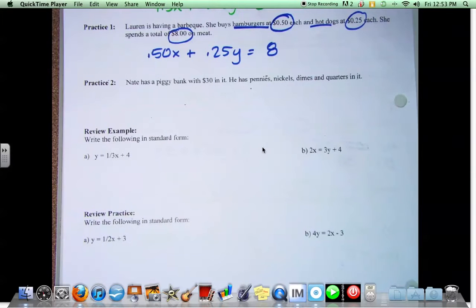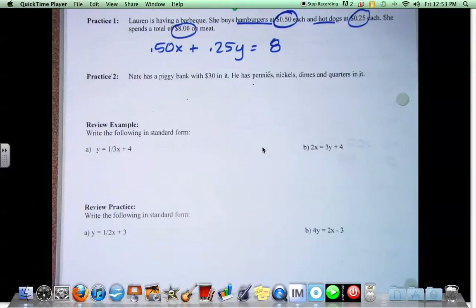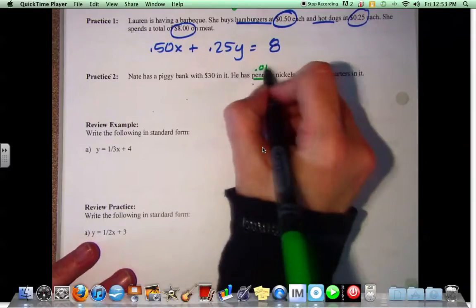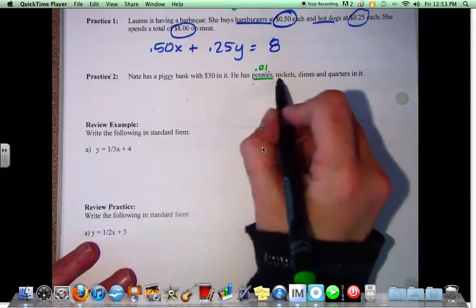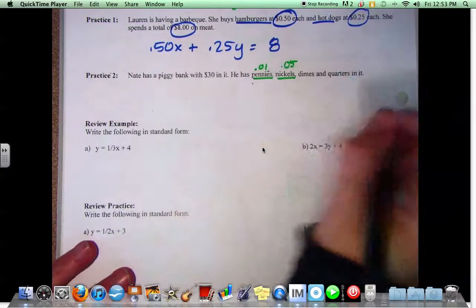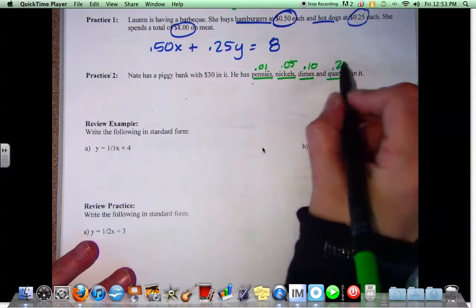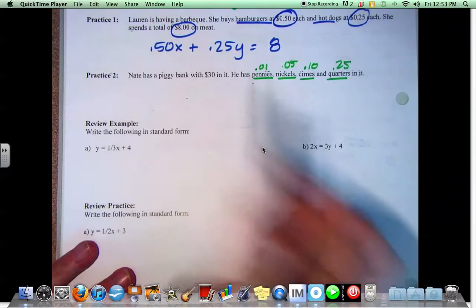All right. Nate has a piggy bank with $30 in it. He has pennies, nickels, dimes, and quarters in it. So we're straying a little bit from standard form because we have more than 2 items. But we could still write an equation. The first item is pennies, and the value of pennies is 0.01. Second item, nickels, 0.05. Next item, dimes, 0.1, and quarters, 0.25. And the total is $30.